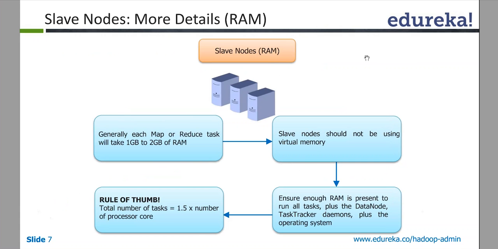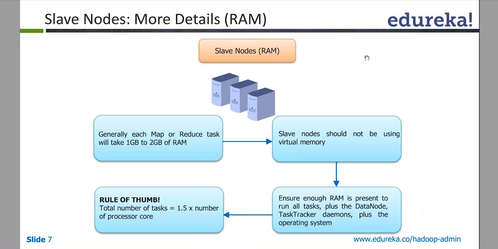What about the number of tasks that you're going to put on each slave node? So Hadoop says, okay, each of the mapper and reducer tasks can take 1 to 2 gigs of RAM. That is the approximate configuration value for the memory. So each mapper or reducer task will take 1 to 2 gigs of RAM, and they should not be using any virtual memory, because virtual memory requires the usage of disks. Disks should not be used for this, because they are used only for storage.